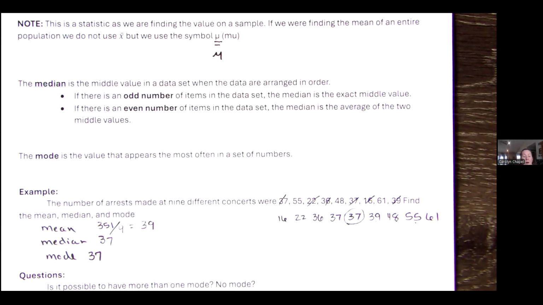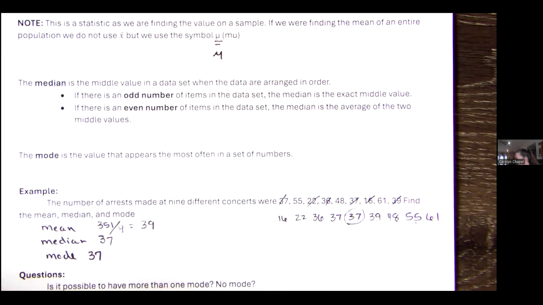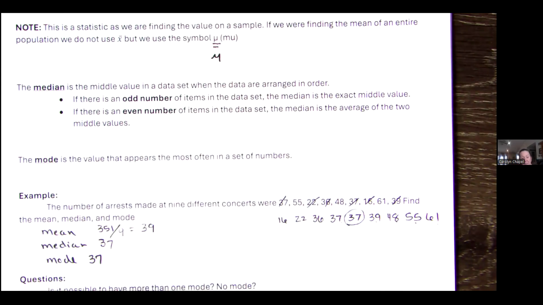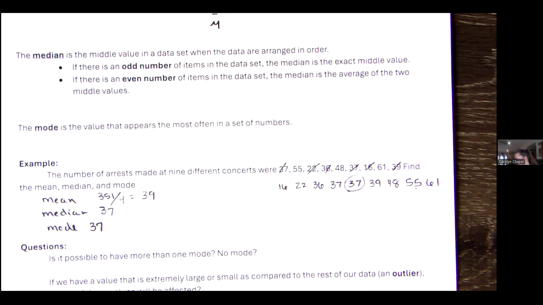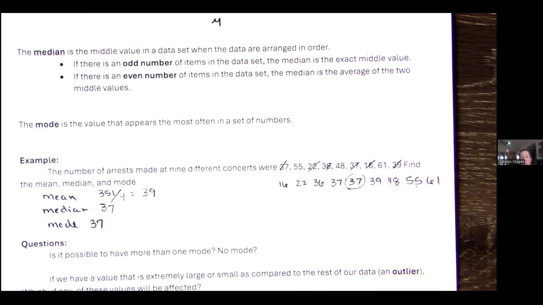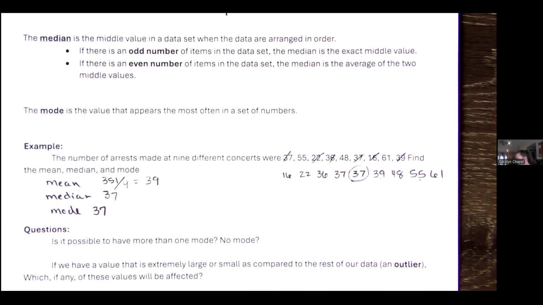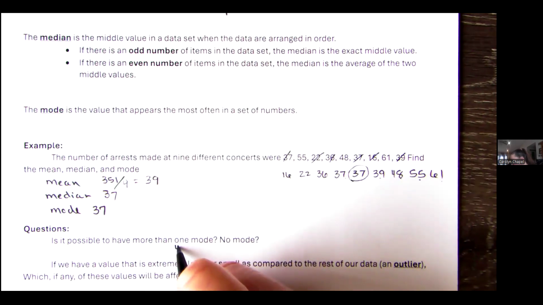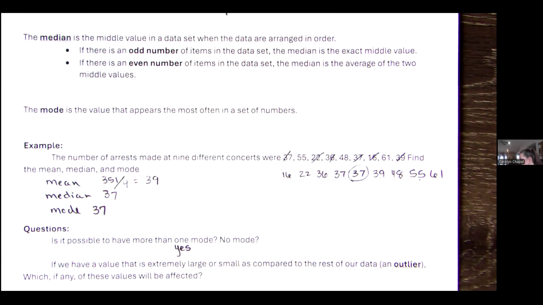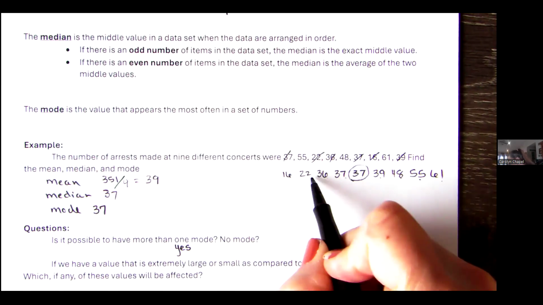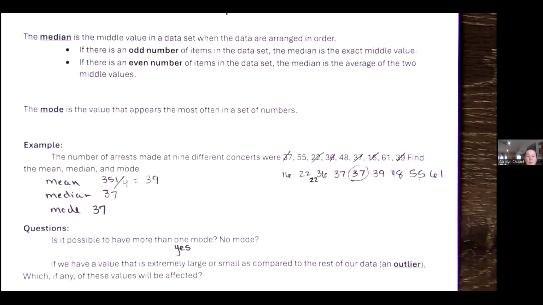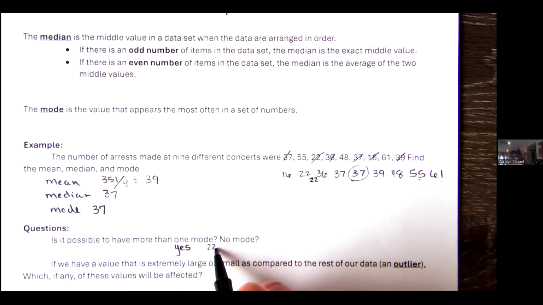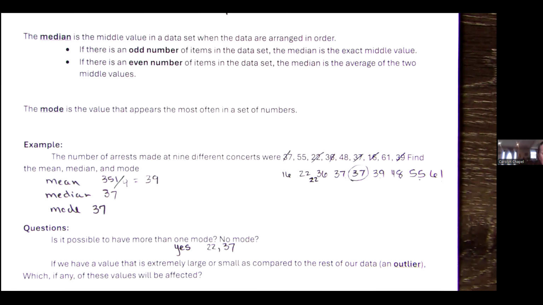Before I show you how to do this using Google Sheets or Excel, because they're very similar, I just have a couple questions. Is it possible to have more than one mode? The answer to that is yes. Suppose in this example, we had another 22. Just suppose if there were 10 data values instead of the 9, then we would actually have 2 modes, the number 22 and the number 37. We just list them both.